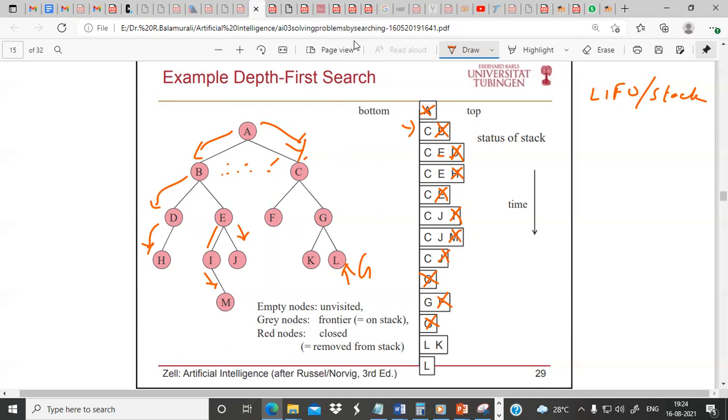And now what's the top of the stack? K. So remove K and check whether this is the goal state or not. It's not the goal state. So expand K. Nothing to expand. Now what's the top of the stack? L. So remove L and check whether this is the goal state or not. Yes, this is the goal state. So return this as the solution. So this is how the algorithm of depth first search works using the frontier LIFO queue.